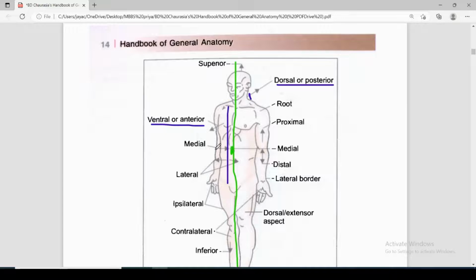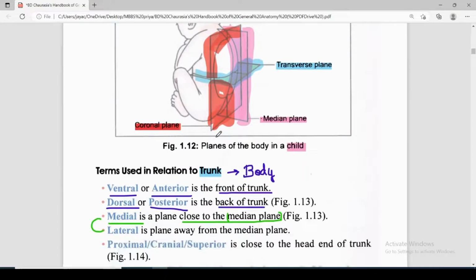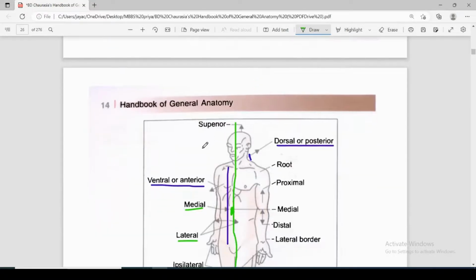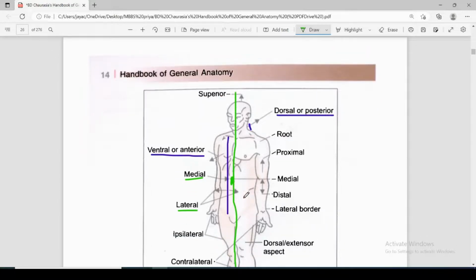Okay, the center we say medial plane, and the lateral is away from the body, that is here. Lateral is a plane away from the median plane. So away from the median plane is this side.